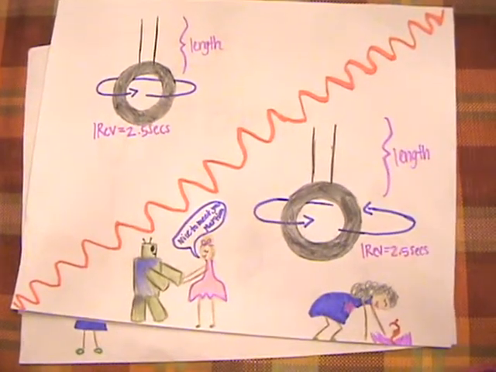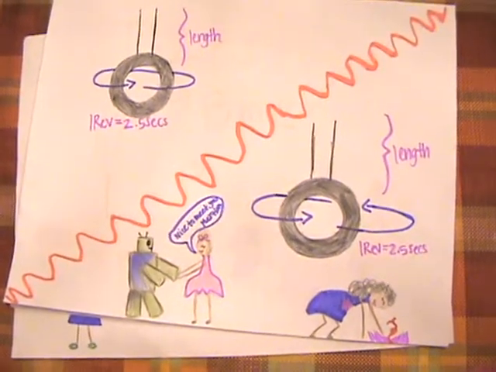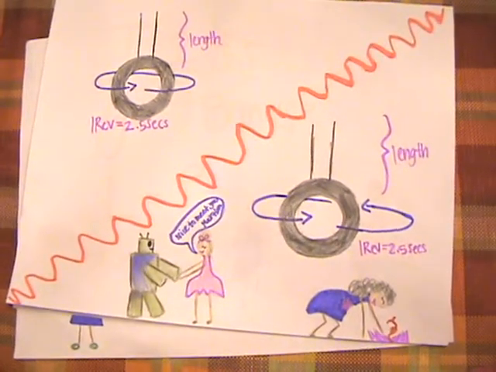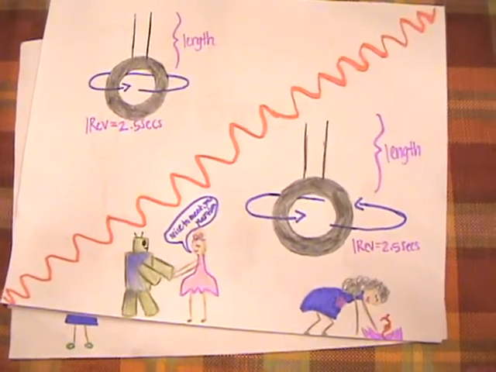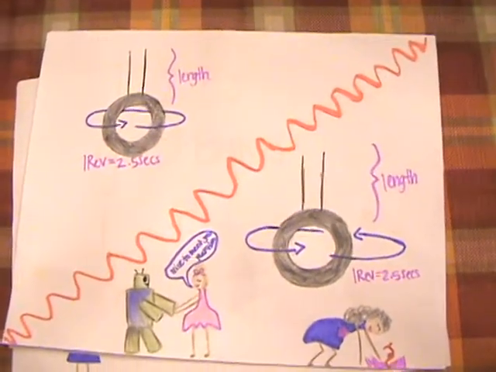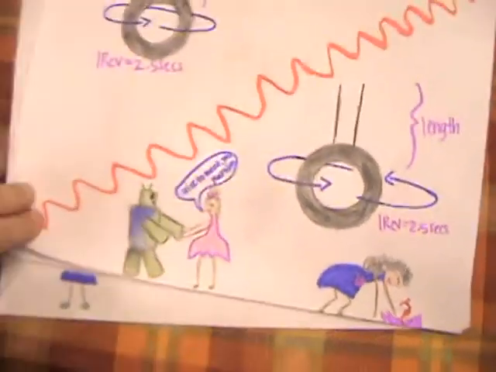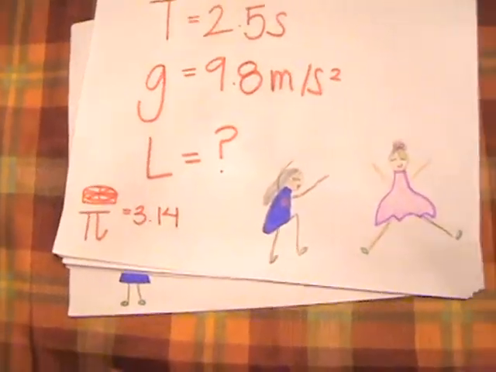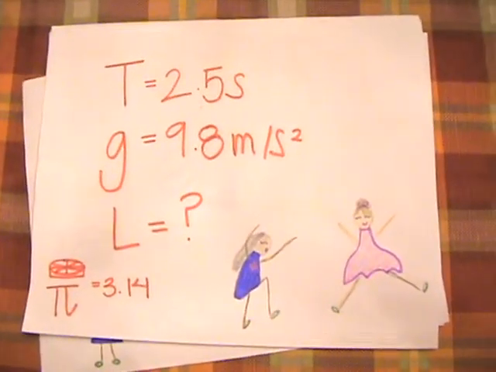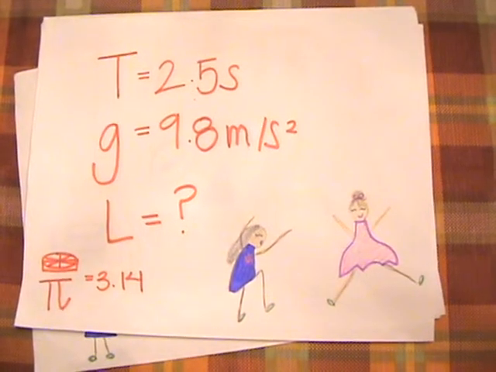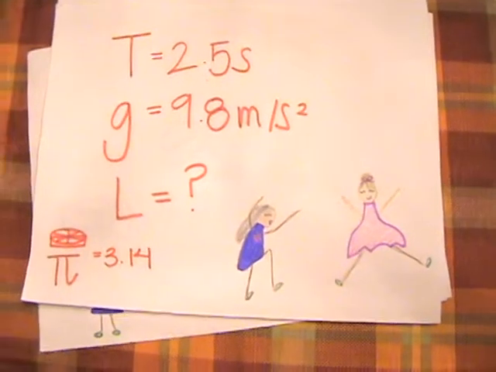Here's a diagram of the problem we just read to you. It shows the length of the pendulum and one revolution of the tire swing. One revolution is equal to 2.5 seconds. We depicted a picture on Earth and a picture on Mars. The T, or the period, is equal to 2.5 seconds. Gravity equals 9.8 meters per second squared. Length equals unknown. Pi equals 3.14.